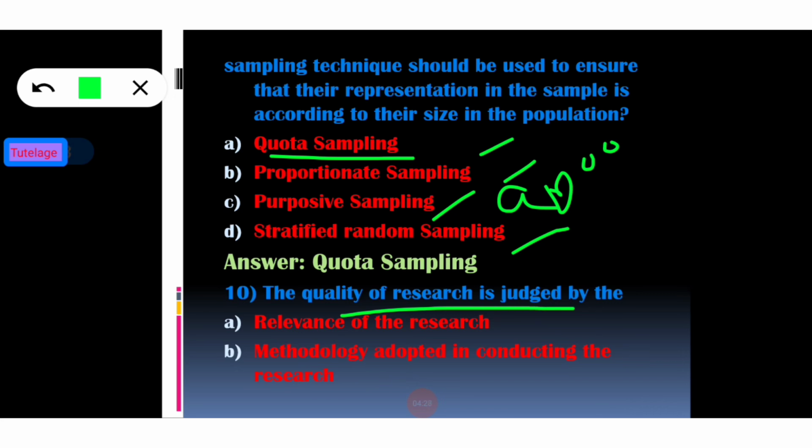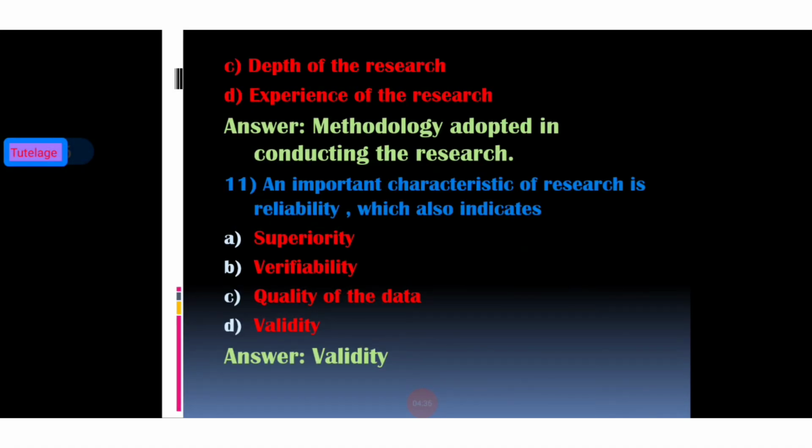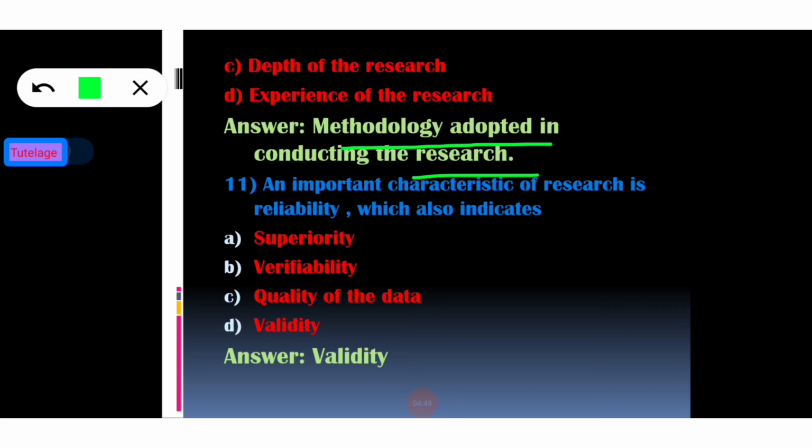The quality of the research is judged by the relevance of the research methodology adopted in conducting the research. The next option is depth of the research, and the fourth option is experience of the researcher. Obviously the quality of the research depends on the methodology adopted in conducting the research, not the depth or experience. All are important, but quality of the research depends on the methodology we adopted in conducting the whole research process. So option B is the correct answer. Now move on to the next question.